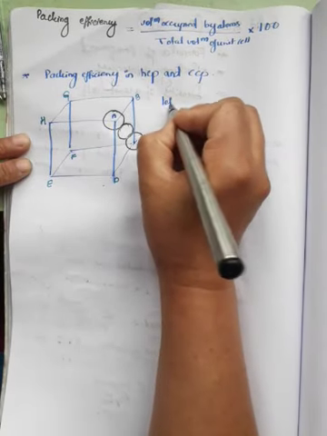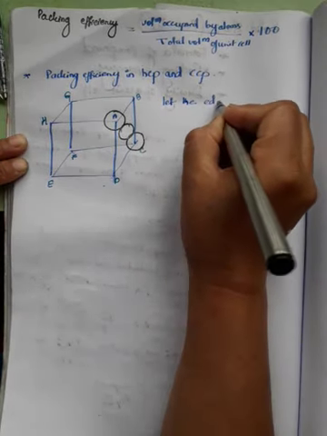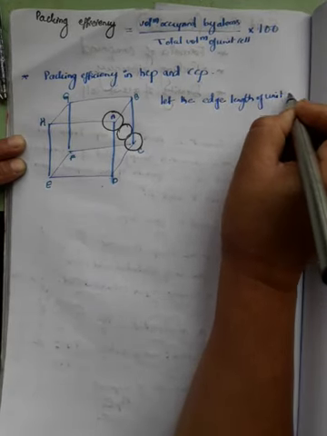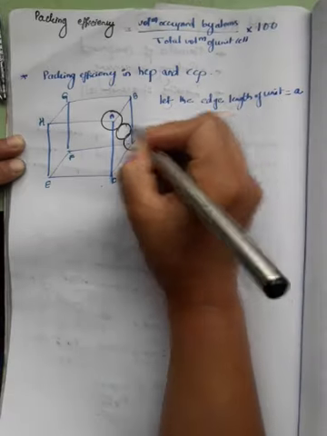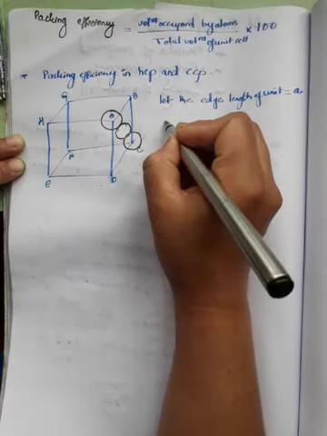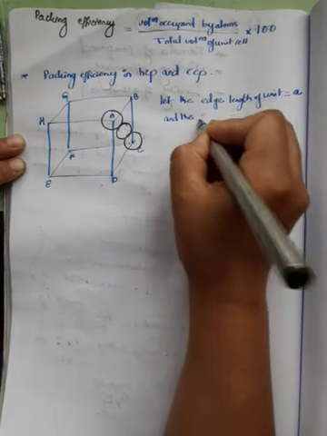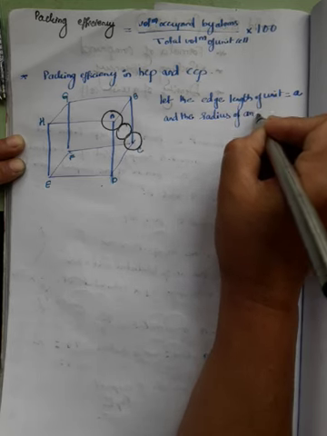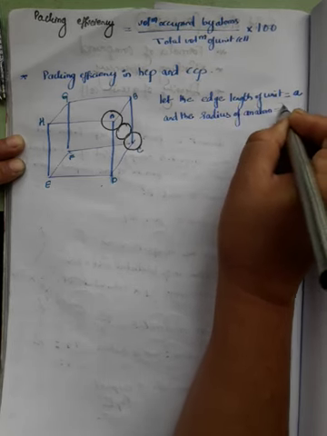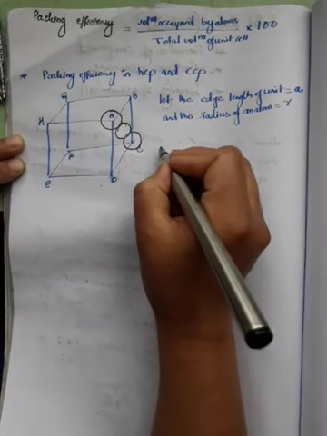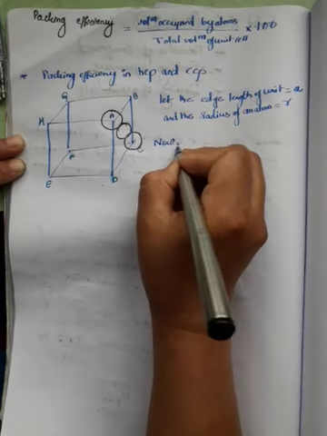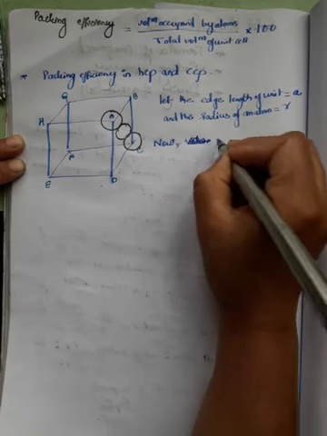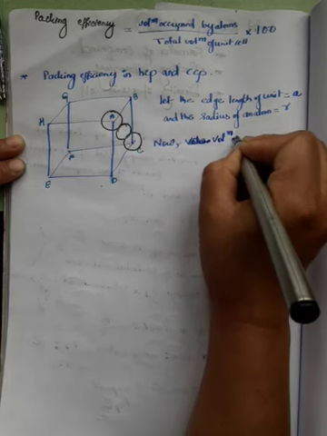Now let us consider the edge length of the unit cell to be denoted by a, and the radius of each atom or constituent particle to be denoted by small r. Now, what is the volume of a unit cell?